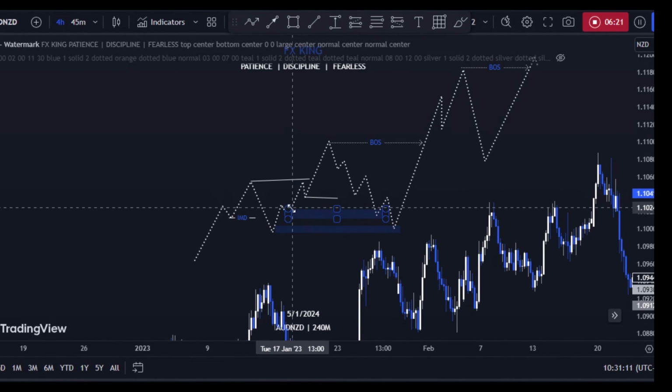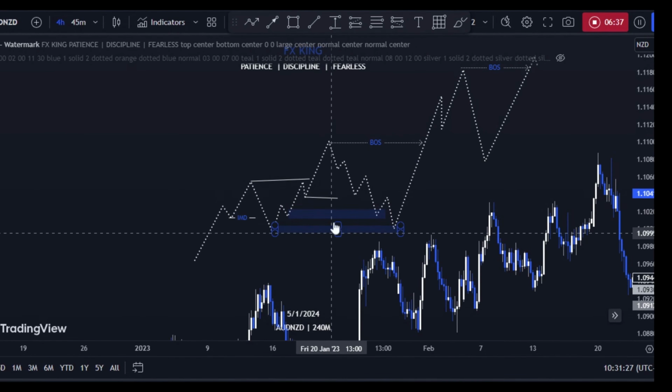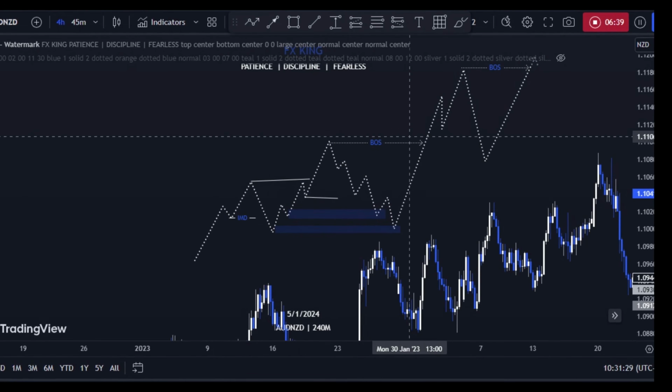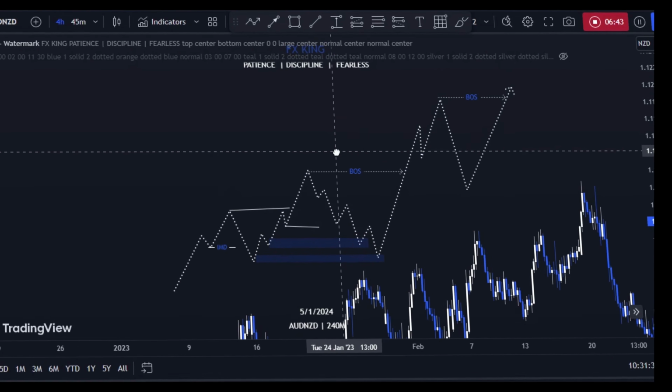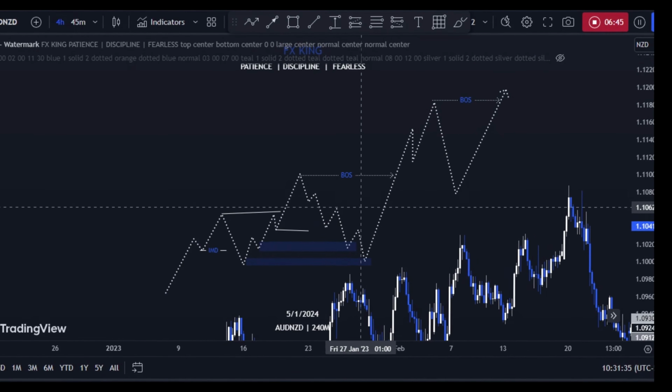And all of us know that if you are using a good risk to reward ratio, 50% is a very good win rate if you use good risk management. So this is what I wanted to show you guys.